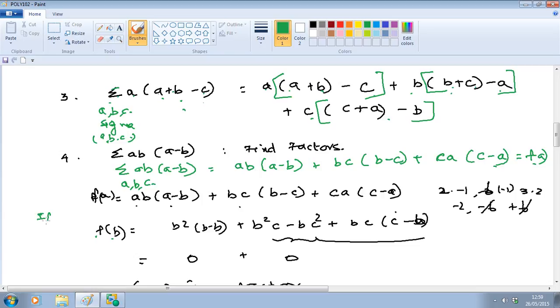Now if the function f of a is equal to 0, then x minus a is a factor. This is the factor theorem. If f of a is equal to 0, then x minus a is a factor. In this case, we have to find f of b. Instead of a, this is b. So instead of x here, a is there. So then a minus b is a factor in this case.